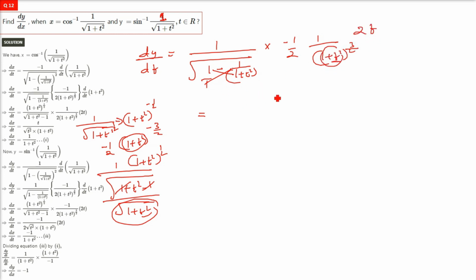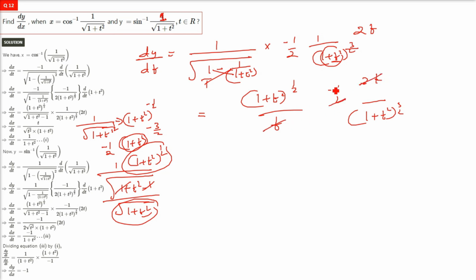So ultimately this 2 and 2 will get cancelled, and t from the denominator. So 1 plus t square to the power half, minus half, here 2t. So we have 1 plus t square to the power 3 by 2 in the denominator also. 2t: 2 is already there in the denominator. t is also in the denominator, negative. 1 plus t square to the power half goes in the denominator, it will be 1 plus t square to the power minus half. So 1 plus t square to the power 3 by 2 and 1 plus t square to the power half.